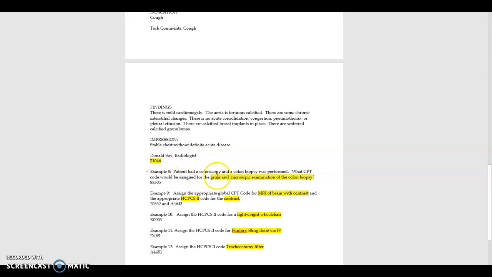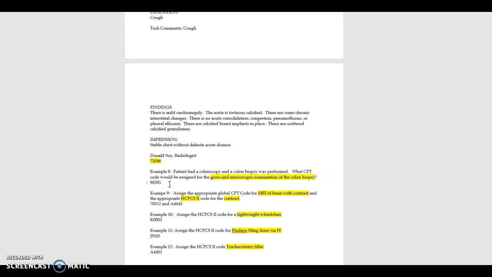The next example is going to be a pathology example. On this one, we're trying to figure out what the CPT code for the gross and microscopic examination of the colonoscopy would be. So in this case, you are going to go to surgical pathology, because this was a pathology sample taken during the colonoscopy, or excuse me, a biopsy taken during the surgery. So you're going to go to the subterm of gross and micro exam.